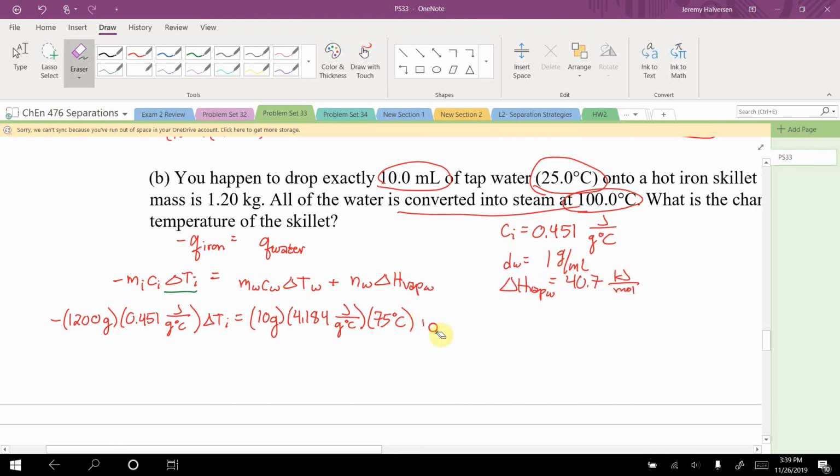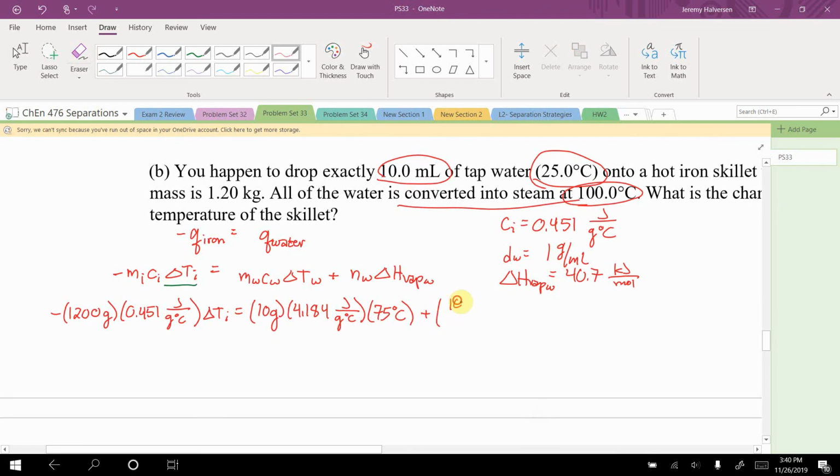And now I've got to add the moles of my water, which is going to be my 10 grams divided by 18 grams per mole. Delta H vaporization is 40.7 kilojoules per mole. And now I've got joules and kilojoules, so I need to change this. There's 1,000 joules in 1 kilojoule.